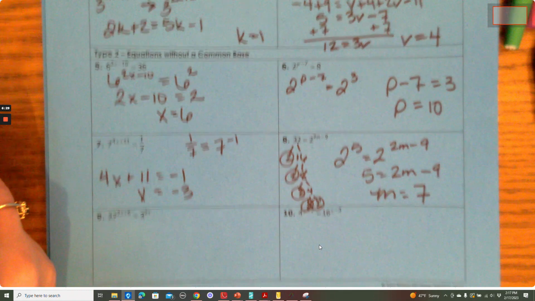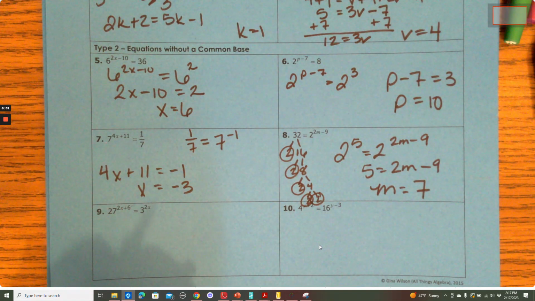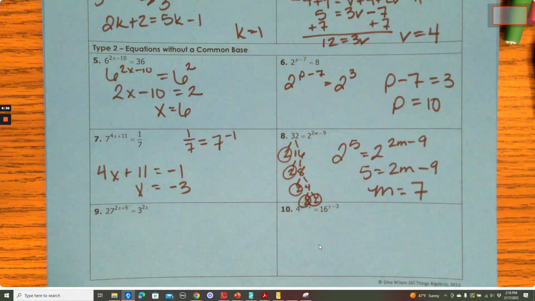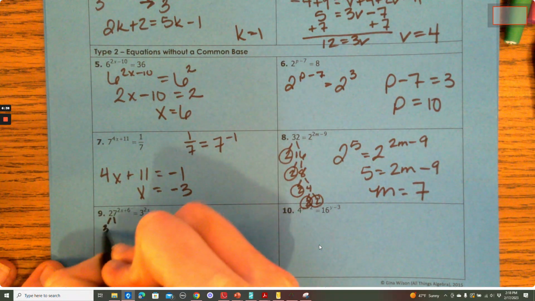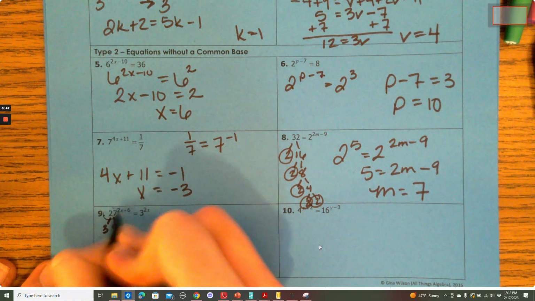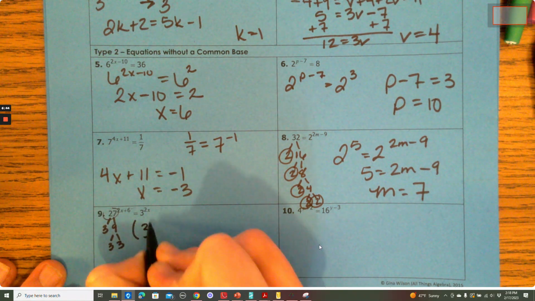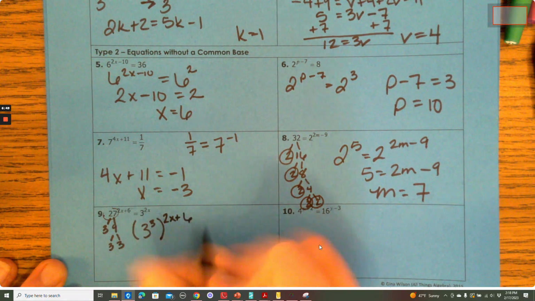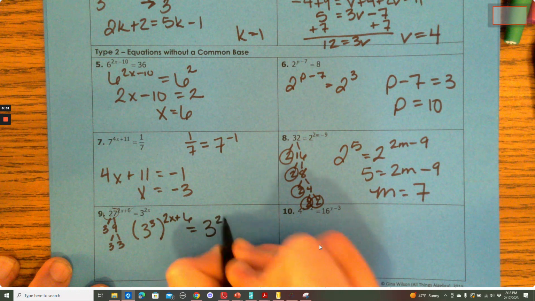Number 9. Okay, so number 9, a little bit different again. Trying to get probably a base of 3. Well, 27 will break down into 3 times 9. And then 9 is 3 times 3. So I can rewrite 27 as 3 cubed to the 2x plus 6. And that equals 3 to the 2x.